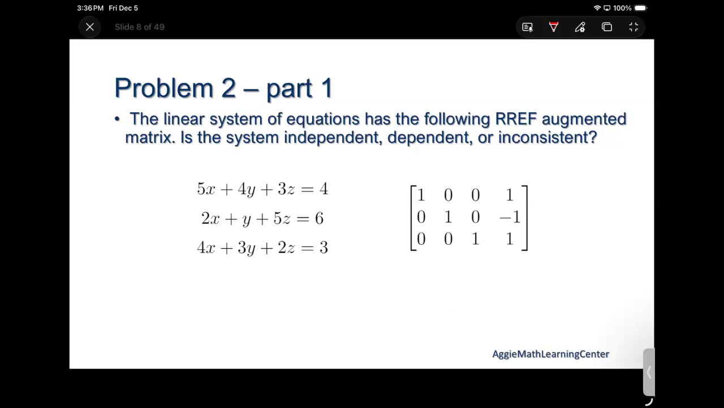If you were to put this into a matrix, the original matrix would have 5, 4, 3, 4. That comes from the first equation. The first column are the x values, the second column are the y values, the third column is the z values, and the fourth column is what it's equal to. If we keep going down, you get 2, 1, 5, 6, 4, 3, 2, 3. So that's what the matrix would look like if you were to put those equations into a matrix.